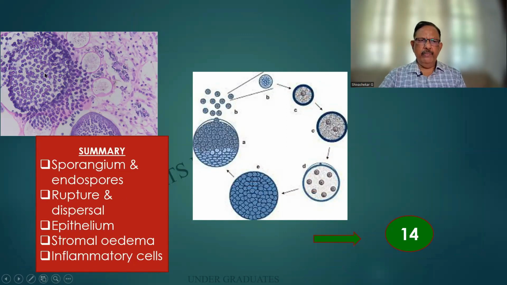This is a sporangium which is showing a dispersal of the spores, and there are some sporangia which are almost empty. And this is the sequelae of it. There is a single spore which is developing into a sporangium in which multiple spores are being produced, and it becomes something like this. Ultimately, there is a rupture. What we should identify will be sporangium with endospores, rupture and dispersal, epithelium, stromal edema, inflammatory cells. And the diagnosis will be rhinosporidiosis.